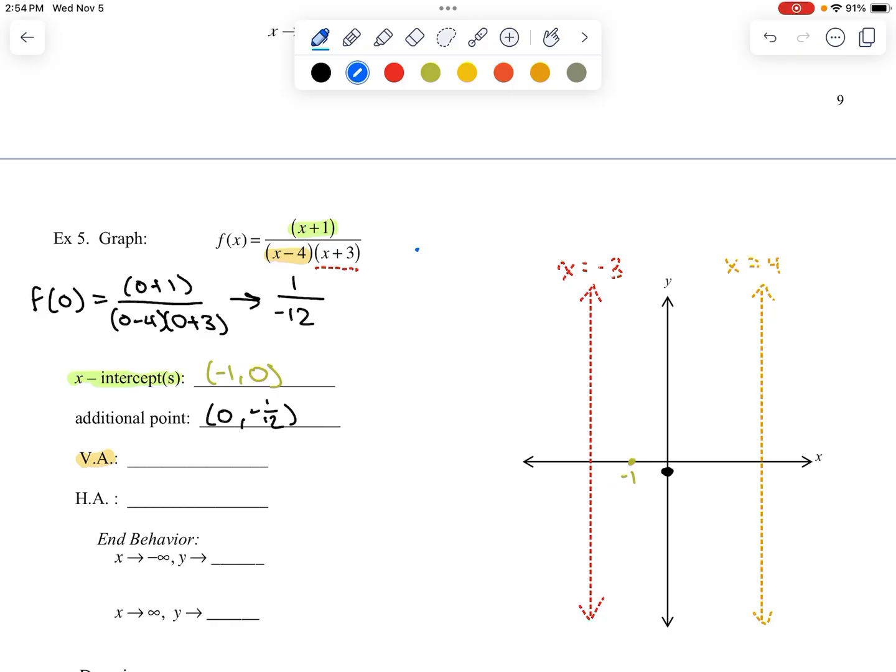And then to determine the, let me write the asymptotes. So we got x equals negative 3 and x equals 4.